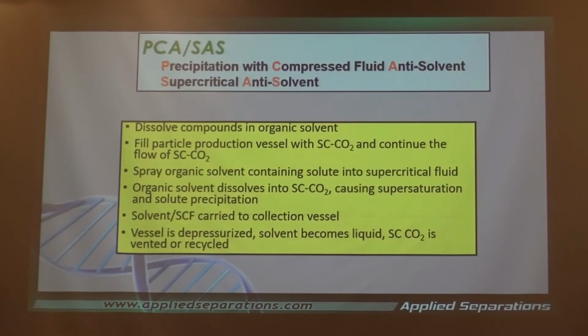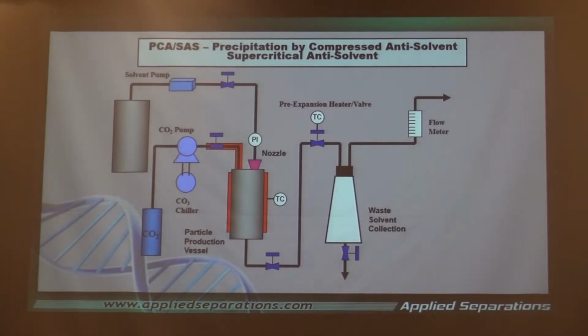Gas SAS. Again, like I said, I don't know where they come up with these names. But here's what we're going to do. We have our compound that is dissolved in the organic solvent. This time what we wind up doing is we fill it with CO2. We're going to do it a little bit backwards. The first time we filled in the solvent and the solute and then brought in the CO2. This time we're going to go ahead and put in CO2, and we're going to keep the CO2 flowing.